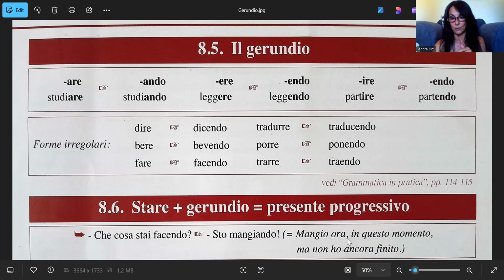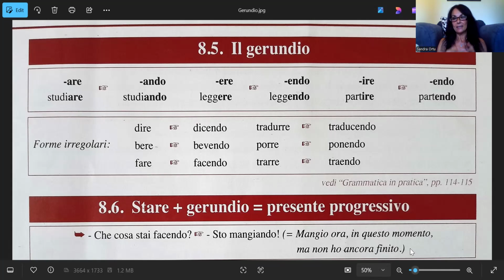That's what I'm doing now, in this moment. Ma non ho ancora finito. So I am doing it now and I haven't finished yet. So it is used to describe or to say what we are doing exactly at the time, and we are still doing it.